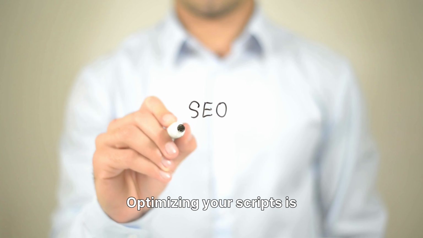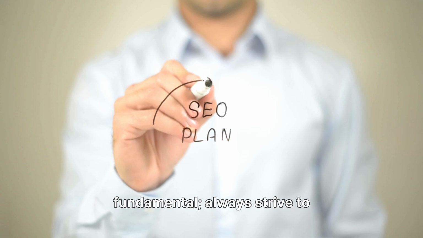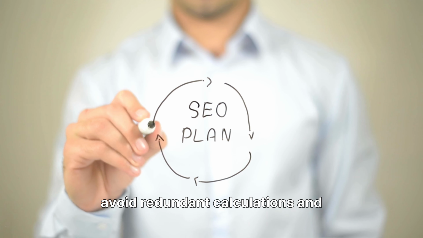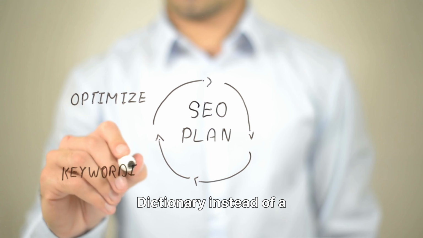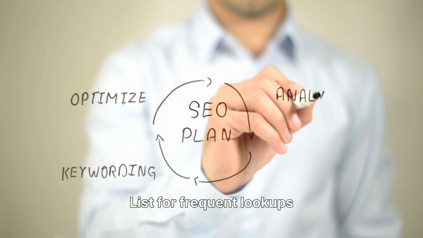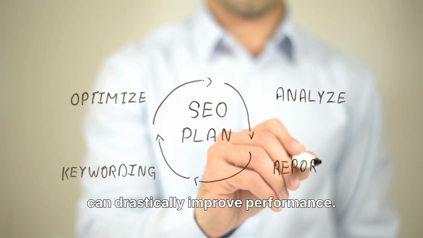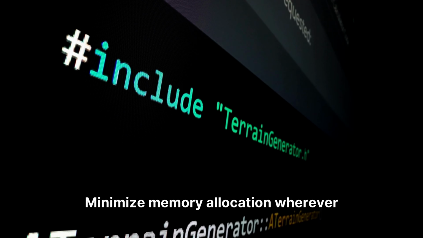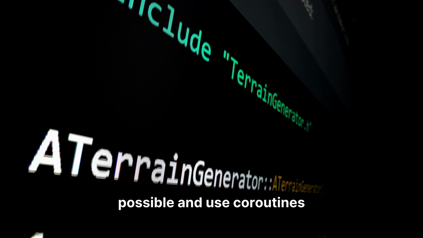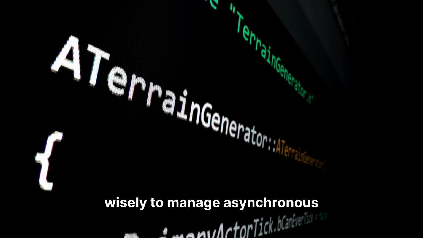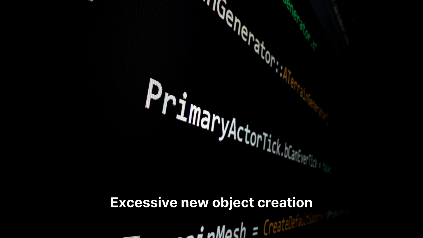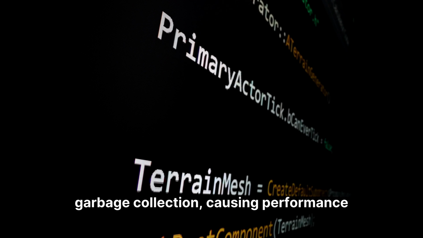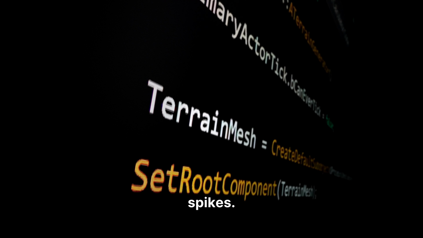Optimizing your scripts is fundamental. Always strive to avoid redundant calculations and utilize efficient data structures. For example, using a dictionary instead of a list for frequent lookups can drastically improve performance. Minimize memory allocation wherever possible and use coroutines wisely to manage asynchronous operations without blocking the main thread. Excessive new object creation can lead to frequent garbage collection, causing performance spikes.